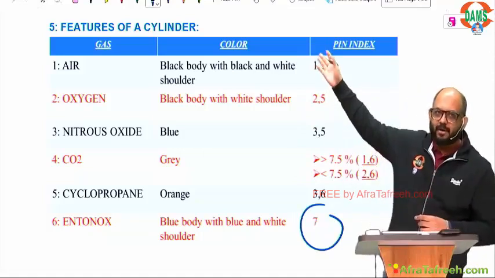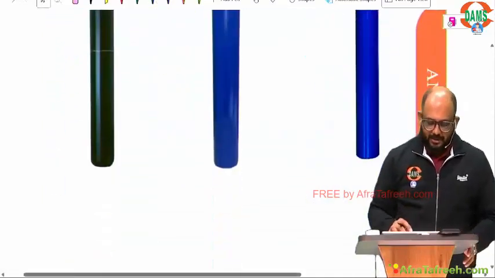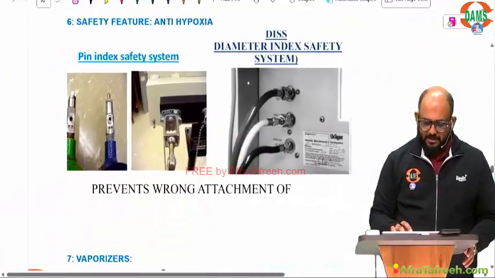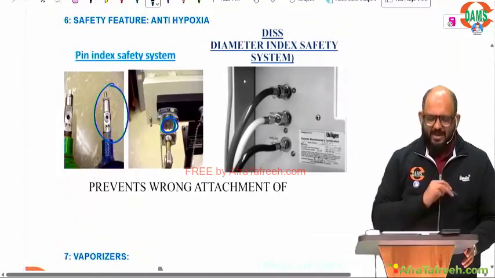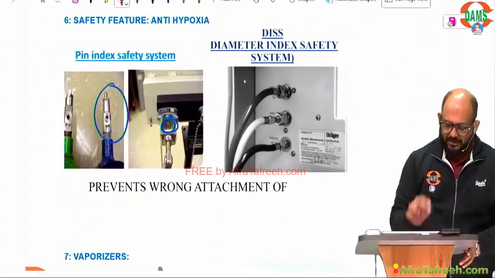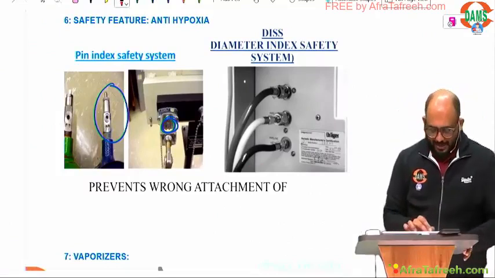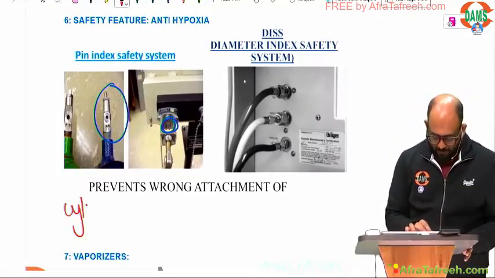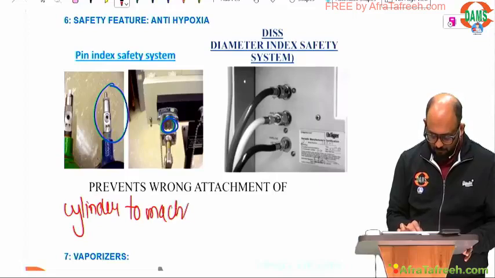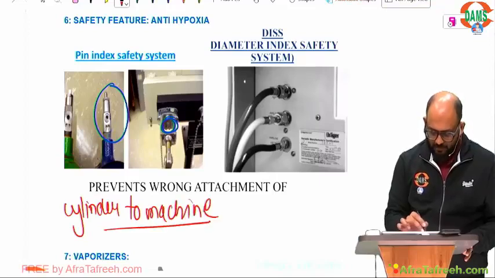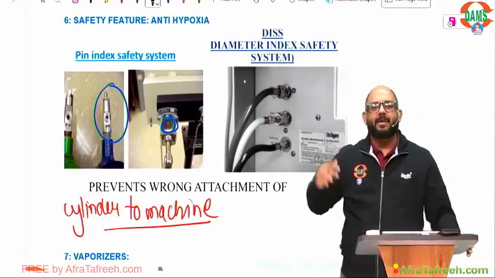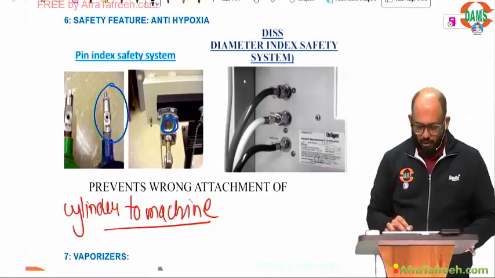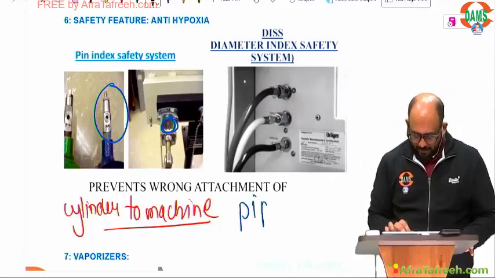You might be wondering, what is this pin index? Pin index is a system of pins on the anesthesia machine and their corresponding indexes on the neck of the cylinder that prevents wrong attachment of cylinder to machine. While a similar thing for the pipeline is called the diameter index safety system, which prevents wrong attachment of pipeline to machine.